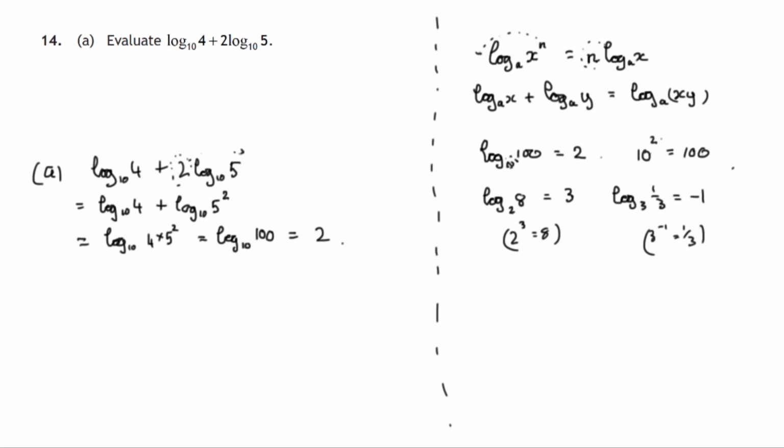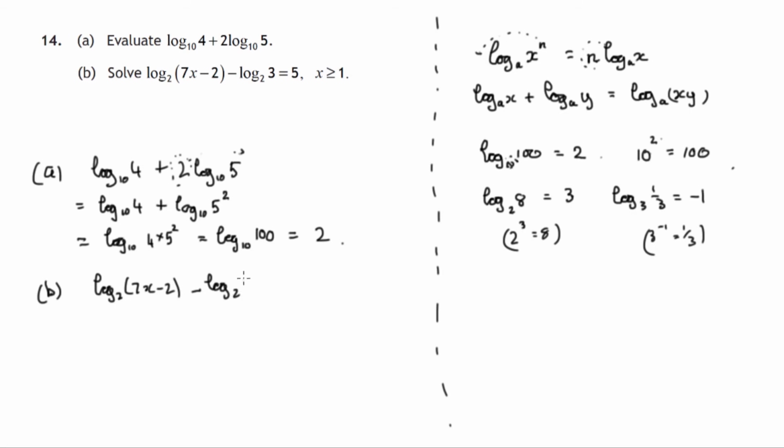Let's now have a look at part B of this question, if we can find it. There it is. We have to solve an equation. Log to the base 2, a different base now, of 7x minus 2, minus log to the base 2 of 3, is equal to 5. Well, we've got the subtraction of 2 logs here.